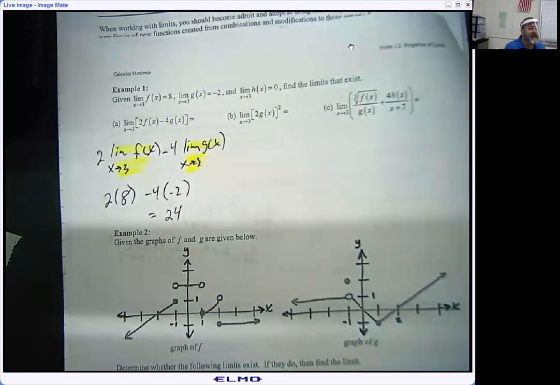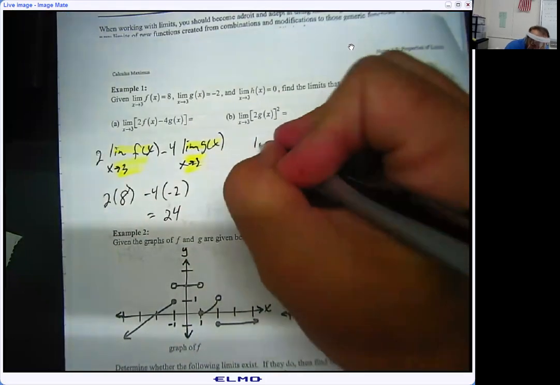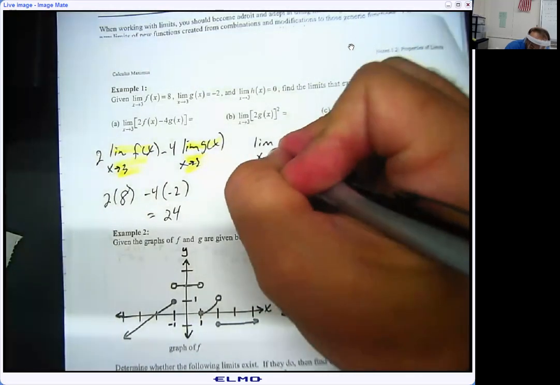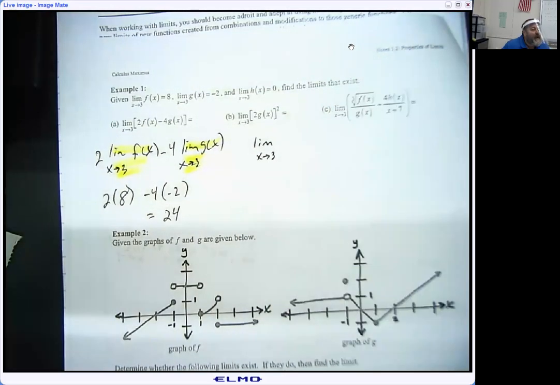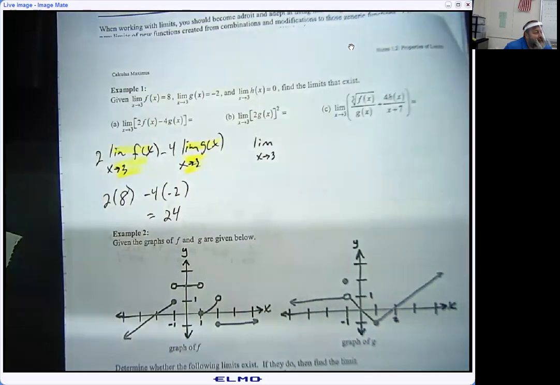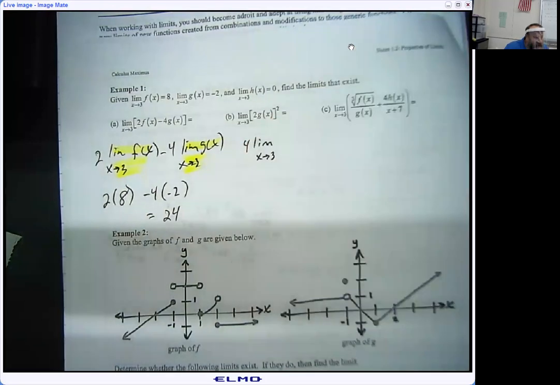All right, let's see this next one and see if you guys can help me figure it out. This is going to be the limit as x goes to 3. Okay, let's be really, really cautious here. What should I put in front? Let's be really careful about what I should put in front. Look at it carefully. That exponent.